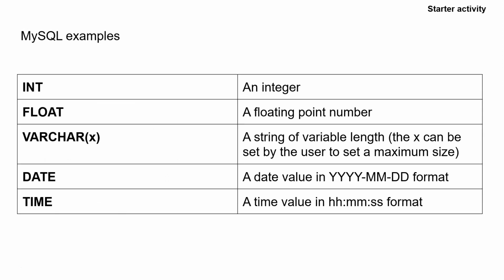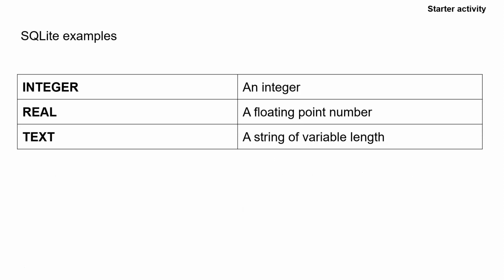For example, in MySQL, there are 5. There's int, which is a whole number, float, which is a decimal, varchar, which can hold a string of text, numbers, or symbols of a set length, date, which is in a date format, and time, which is in time format. In SQLite, there are 3. There's integer, which is a whole number, real, which is a decimal, and text, which is a string of any length.